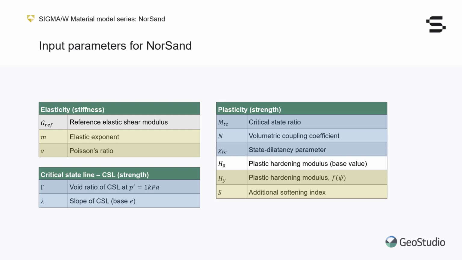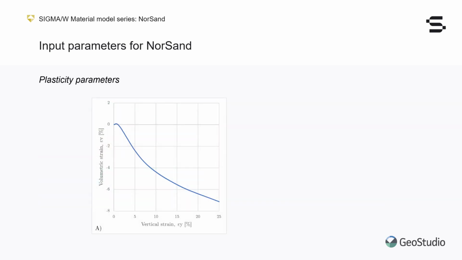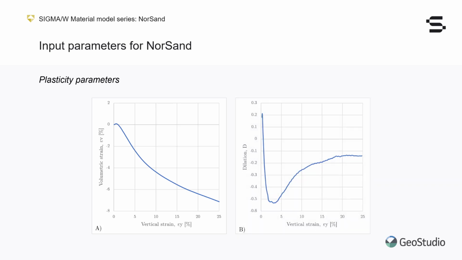Now that our critical state line parameters have been chosen, we can move on to calibrating 3 of the plasticity-related parameters. We have already seen that volumetric deformation plots can be expressed in terms of dilation. There is, however, another way to look at this same data.